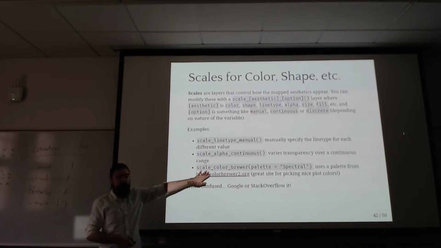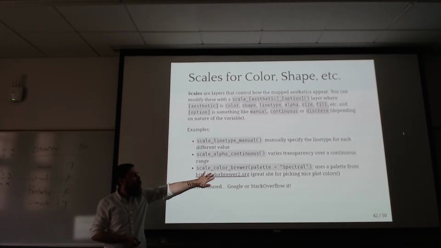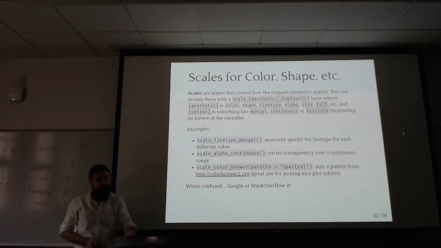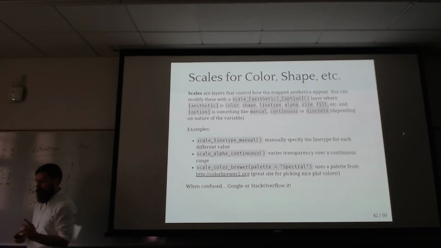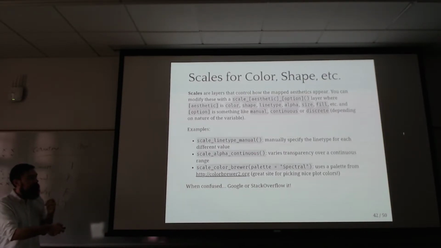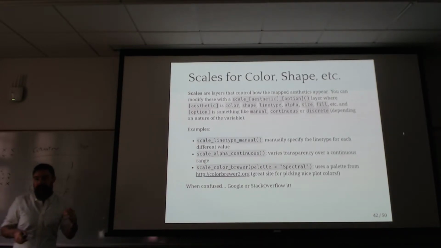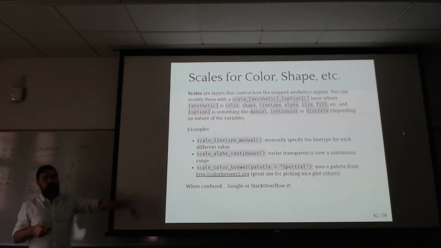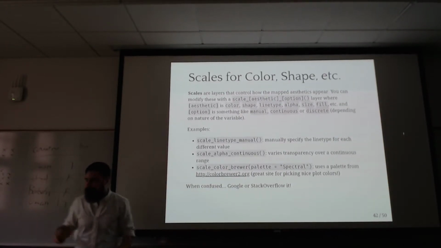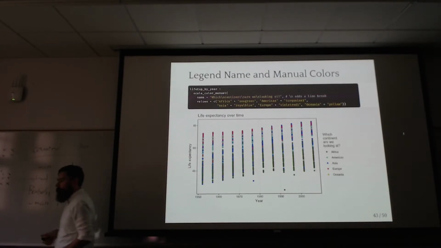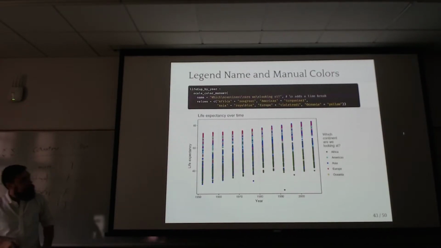If you're interested in this, look up the color brewer package for R, maybe mess in the documentation. I don't go into it in depth, but just know that there are a lot of really complex options for setting scales that are really cool. When confused, Google or Stack Overflow it, or Slack channel me or email me. I love it when people bring weird problems around scales because they can be really complicated. We'll figure it out.